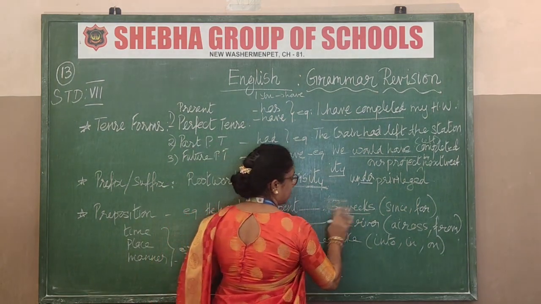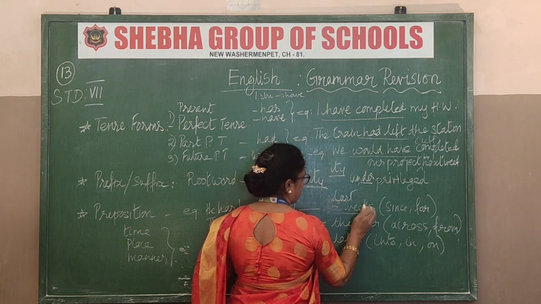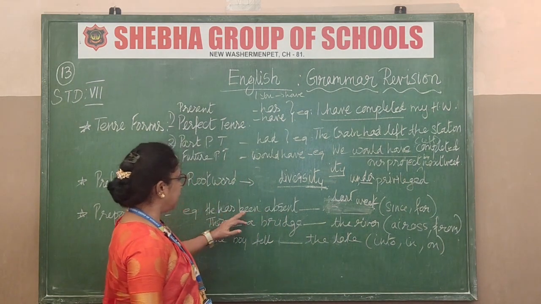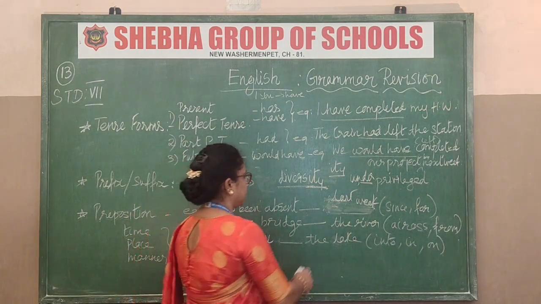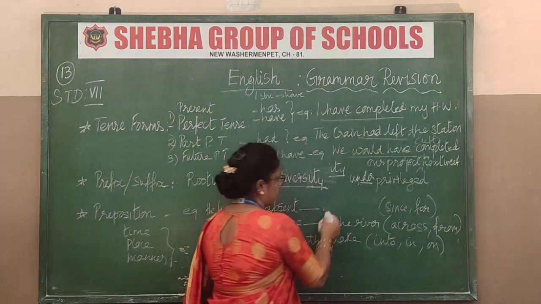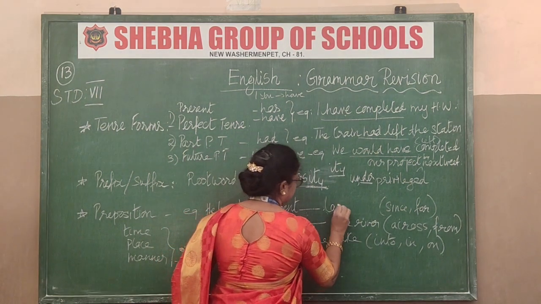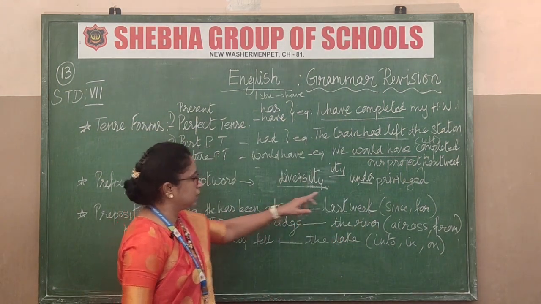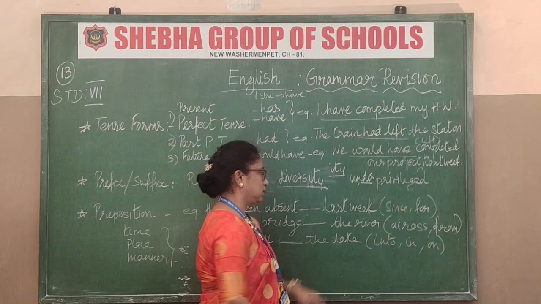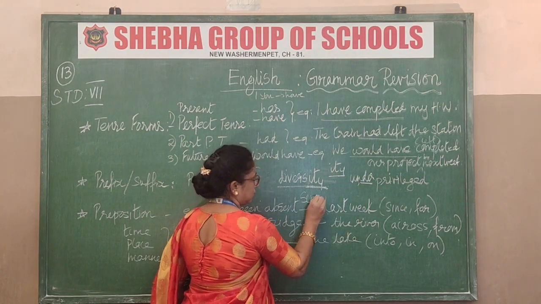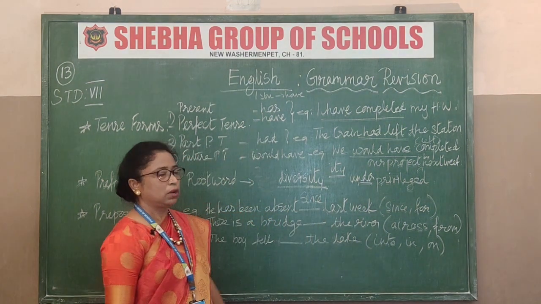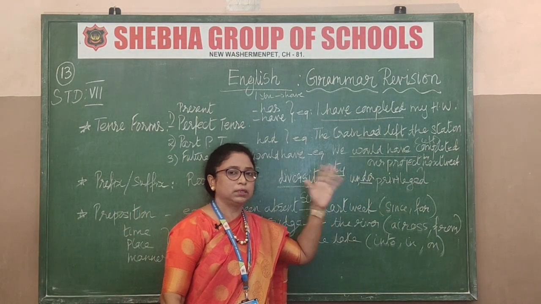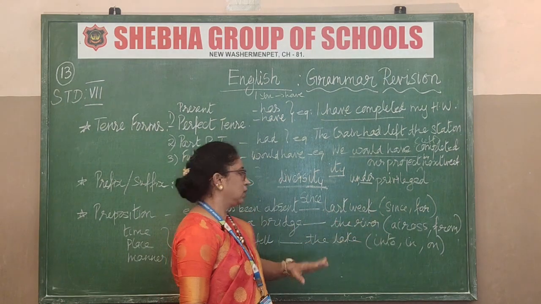Got that now? So what was written here before? Last week. So, he has been absent. Now what should you write? Since. So since is the answer here: since last week. And for? You write for weeks, for months, for days, for hours. That time you must use only for.